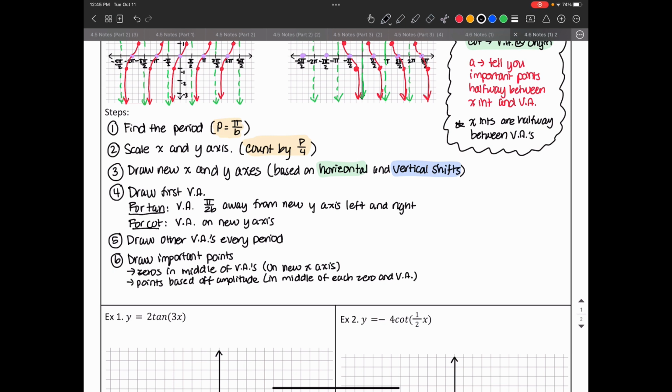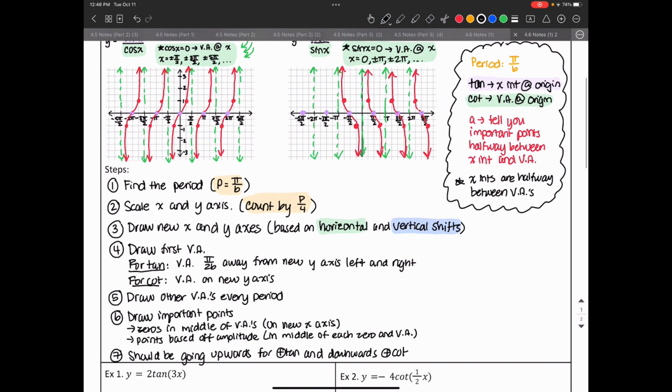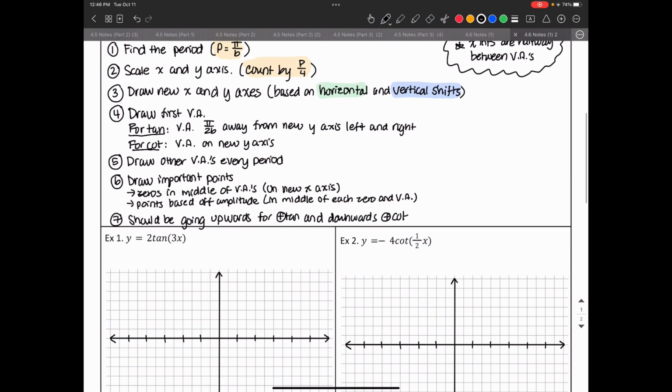Okay, and then the last thing, you should keep in mind that you should be going upwards. Well, you need to keep this in mind when you're drawing the important points based off of amplitude. You should be going upwards for positive tangent and downwards as you read left to right for positive cotangent. All right, and those are the steps for drawing tangent and cotangent graphs.